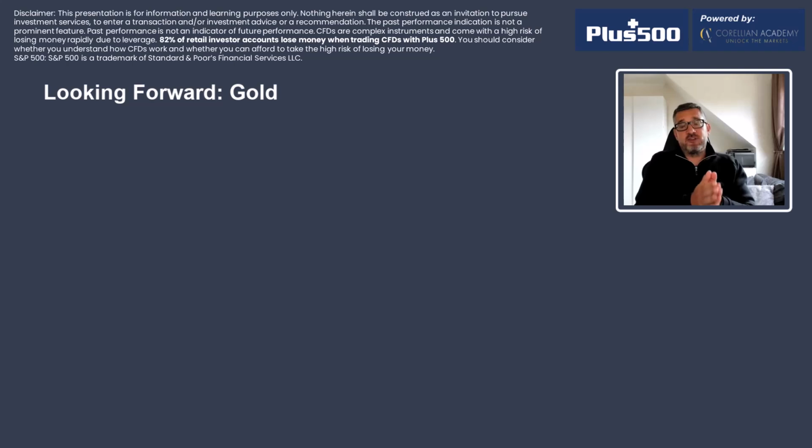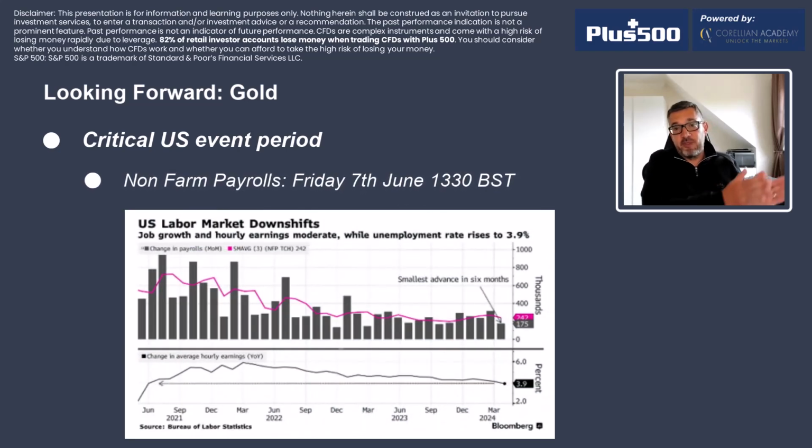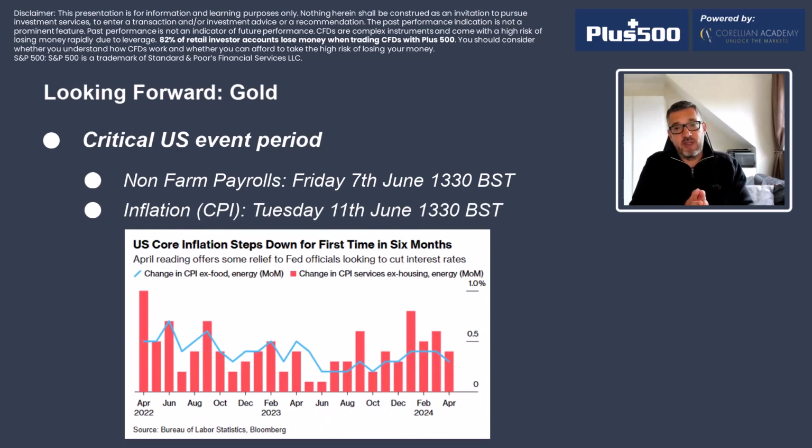Now, just before I start responding to the many questions, I wanted to highlight 2 areas that I think will be important for the direction of gold going forward into June. The first is the critical period for US events. After a below expectation print the previous month, the next non-farm payrolls release on June the 7th will be important. Traders will be looking to see if the unemployment rate has moved higher again, and if it has, how quickly it has jumped. US CPI is the next release on June the 11th.